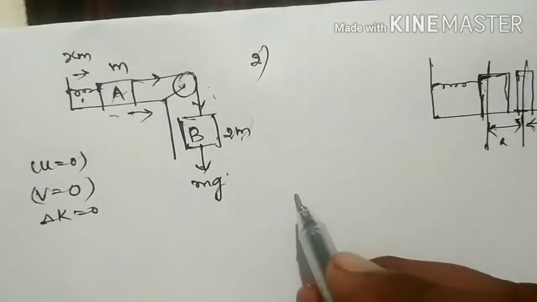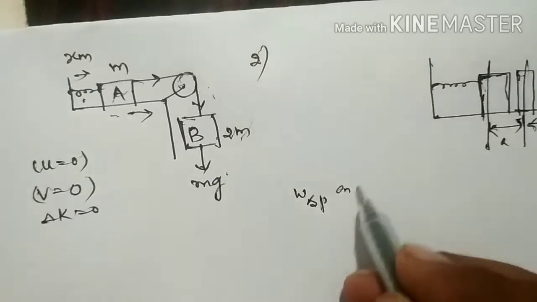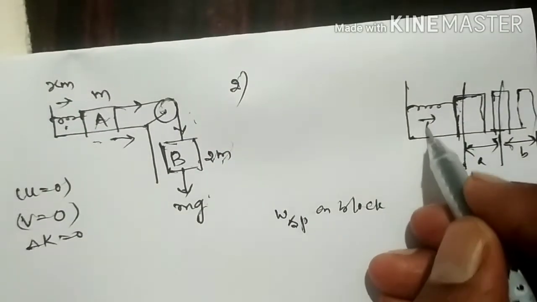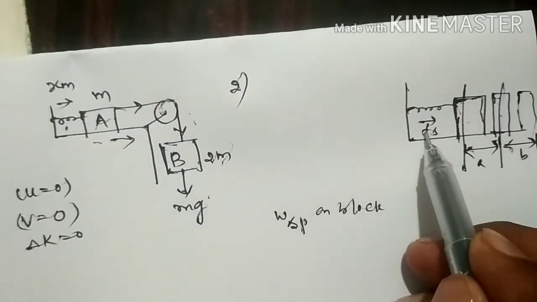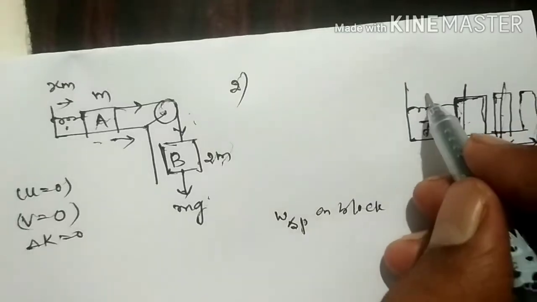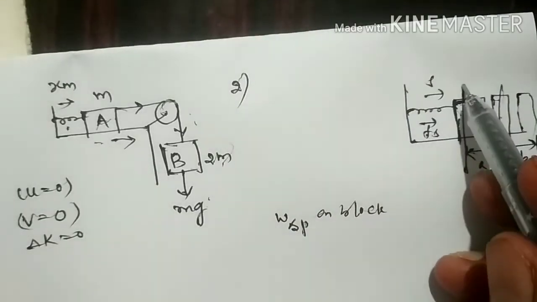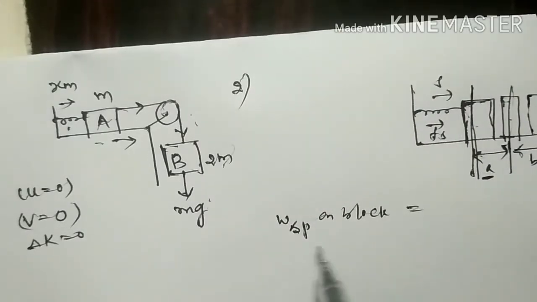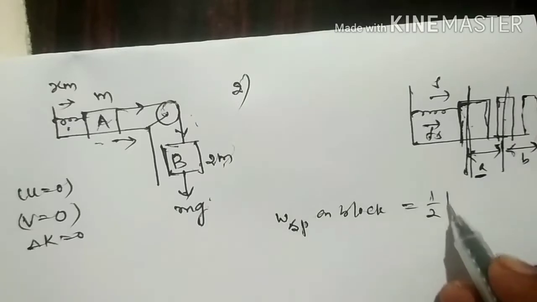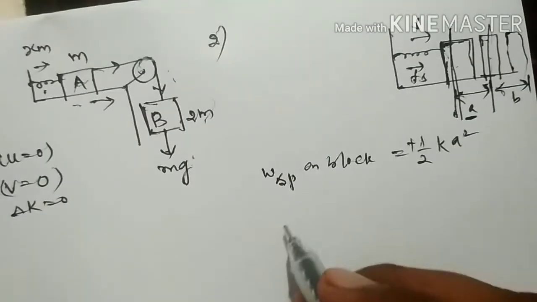Here, the work done by the spring on the block. The spring force direction is like this, because when you compress it, the spring force is opposite to the displacement, and the displacement is also in the same direction. So what is the displacement? The displacement is a. So the work done by the spring force on the block is half k a square, and it is positive.